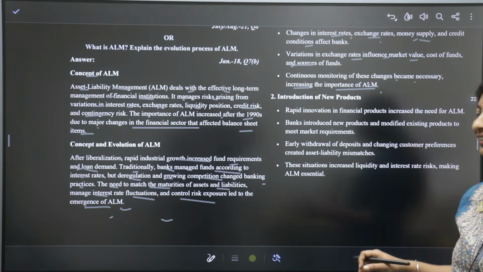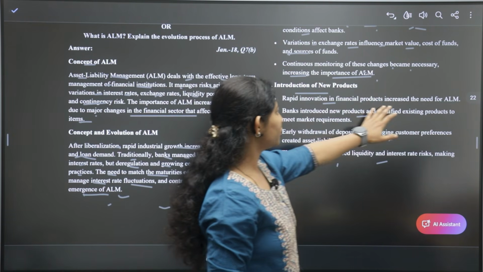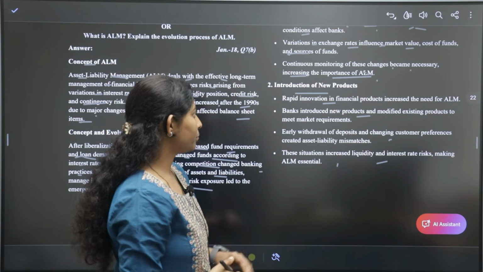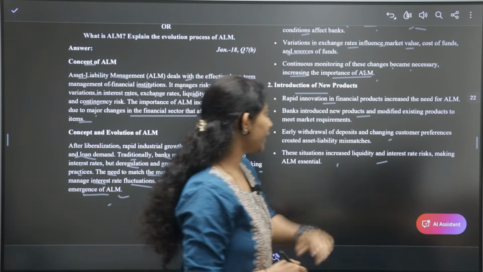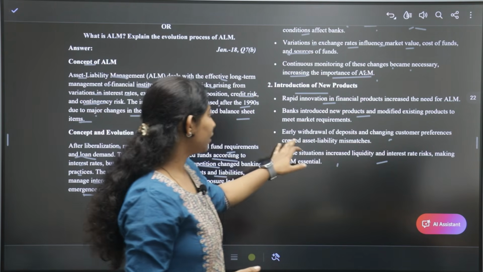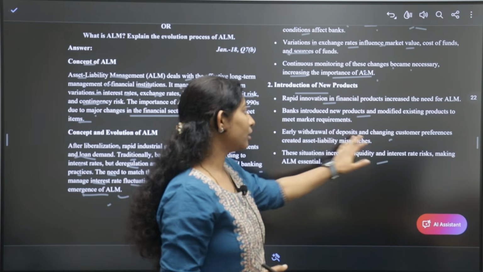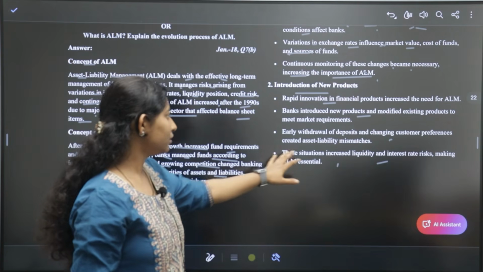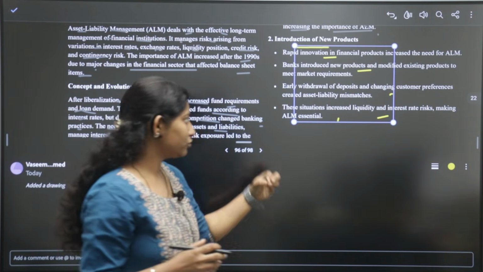Yeah, introduction of new products: rapid innovation in financial products increased the need for ALM. So with the rapid increase in financial products, we need ALM. Banks introduce new products and modify existing products to meet market requirements, so we need ALM. Early withdrawal of deposits: okay, so the ALM concept is very helpful for early withdrawals from banks. Because there is a change in customer preferences, it creates asset and liability mismatches, and ALM is going to help.